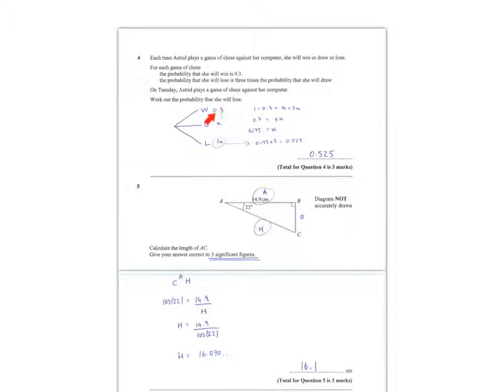1 must equal 0.3 plus x plus 3x. Taking away 0.3 from both sides, 0.7 must equal 4x, so x must equal 0.175. This is the probability that Astrid will draw. The probability she will lose is 3 times that amount, so 0.525.